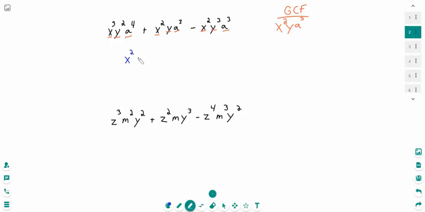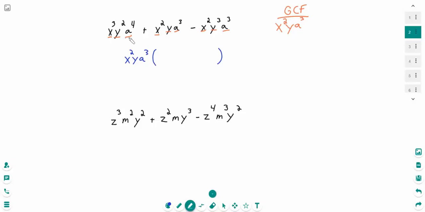x squared y a to the third. And we're just going to set next to that a big bucket, a big container, that we will be multiplying the greatest common factor by. So inside this container, we will put all of the leftovers after we've factored each term, or divided each term by the greatest common factor.